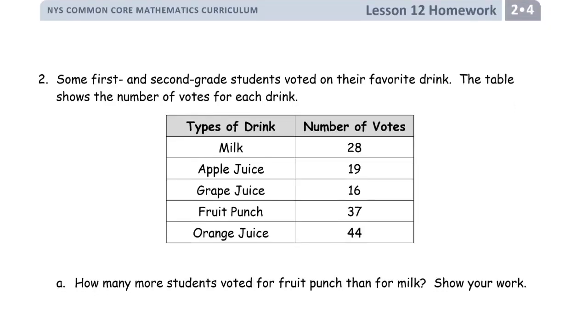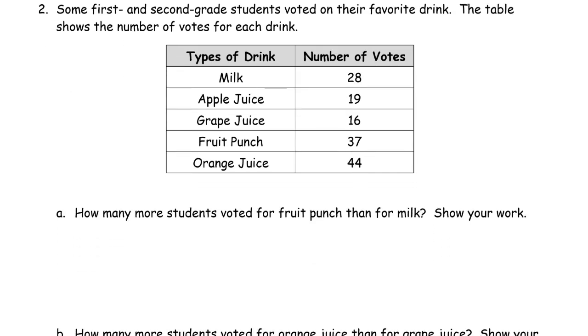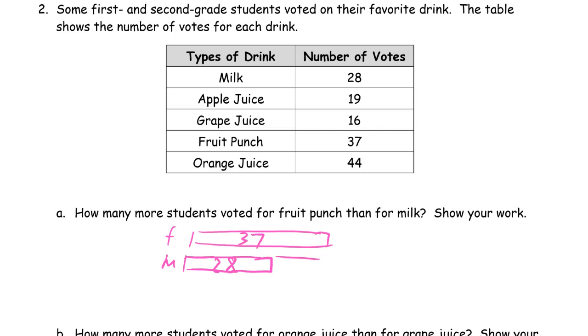Some first and second grade students voted on their favorite drink. The table shows the number of votes for each drink. How many more students voted for fruit punch than for milk? So fruit punch is more popular than milk. F for fruit punch, M for milk. The milk was 28. The fruit punch is 37 votes. And we need to find the difference between the two. You need something here, right? That's the more.